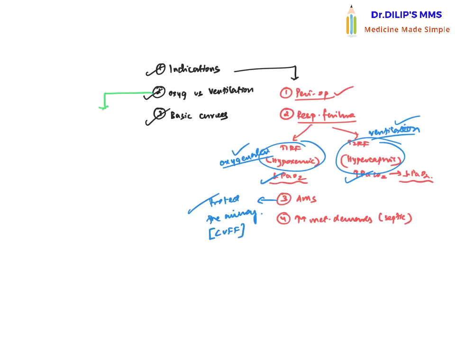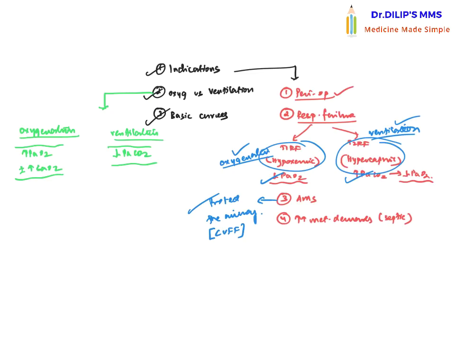Next, the difference between oxygenation and ventilation. How do you determine whether your basic idea is oxygenation or ventilation? First, let us see how you can affect oxygenation in a ventilator and how you can affect ventilation in a ventilator. The basic idea of oxygenation, very simply, is to increase the PaO2, plus or minus increasing the saturation. The basic idea of ventilation is to reduce the PaCO2.